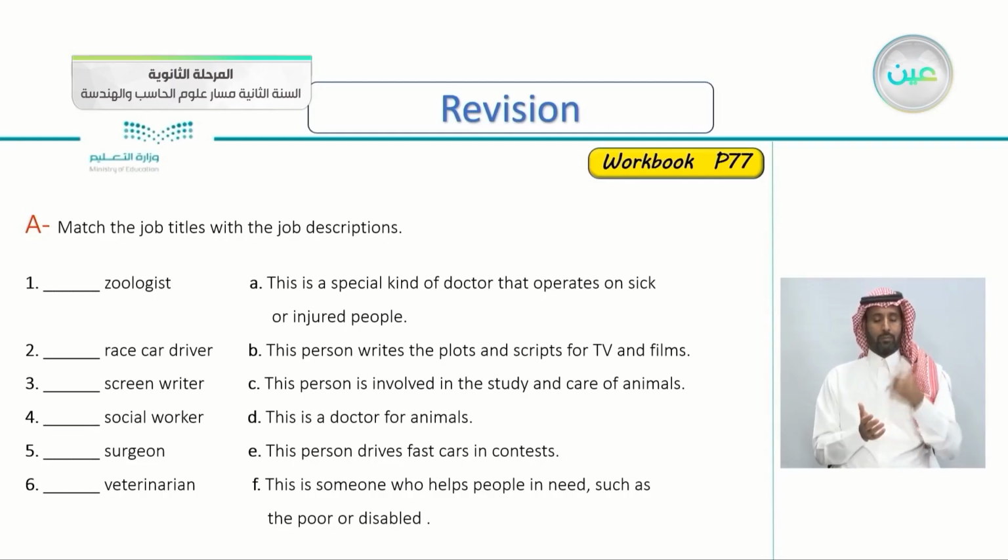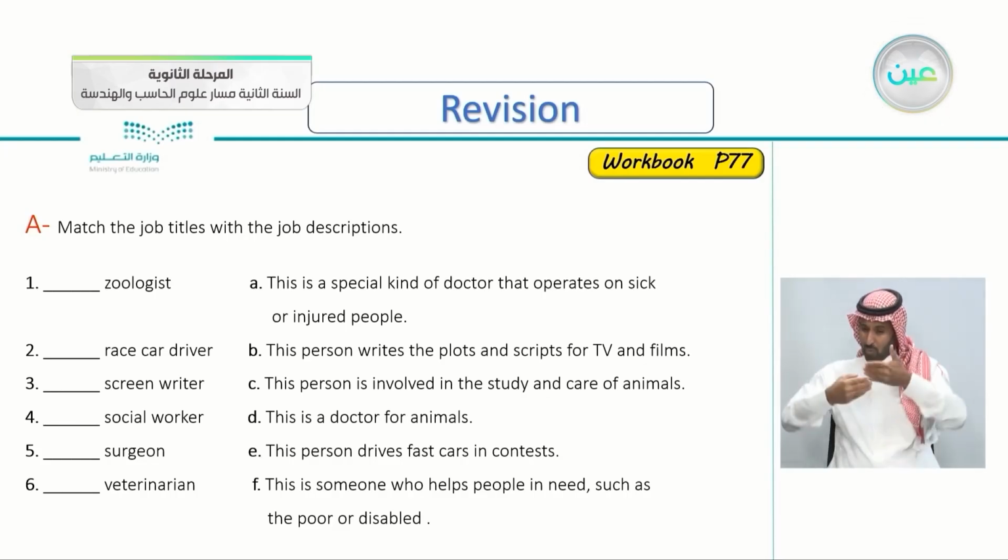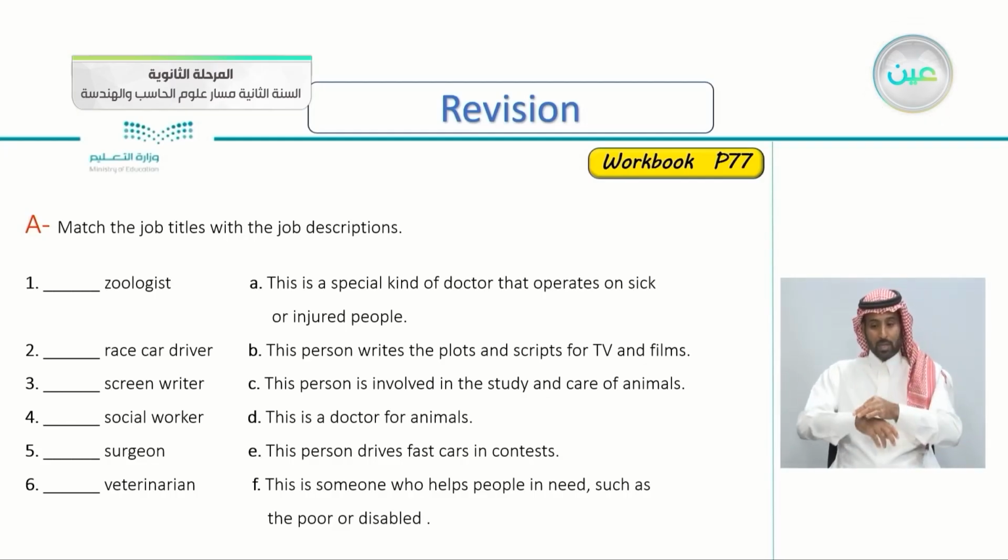Number E, this person drives fast cars in contests. This is an easy one, of course. And last one, F, this is someone who helps people in need, such as the poor or the disabled. Again, F, this is someone who helps people in need, such as poor people or the disabled.